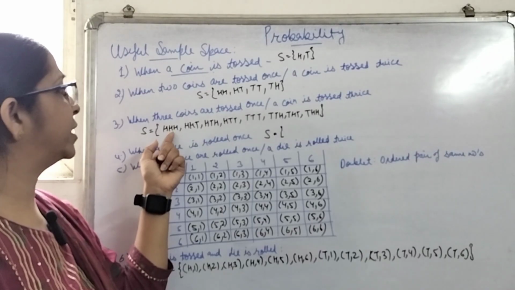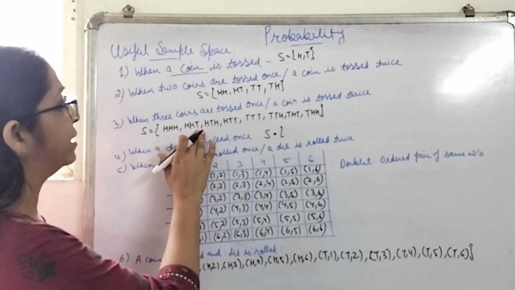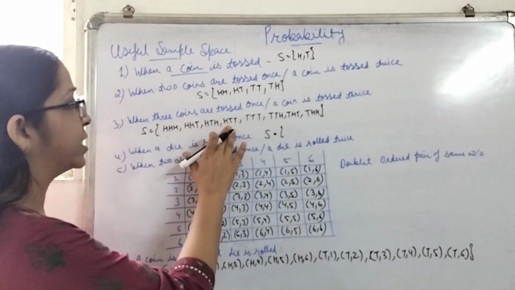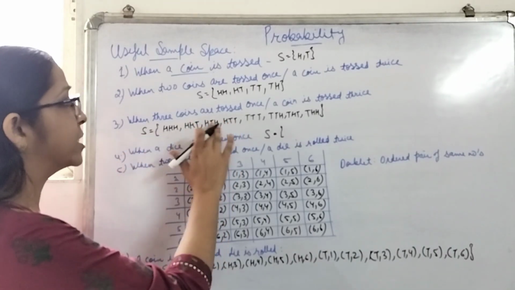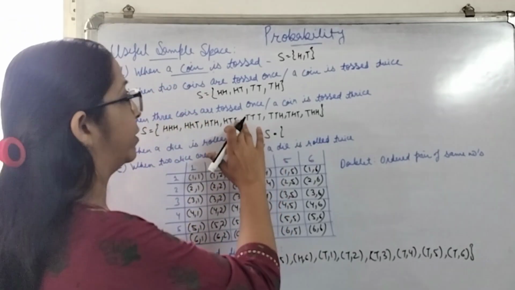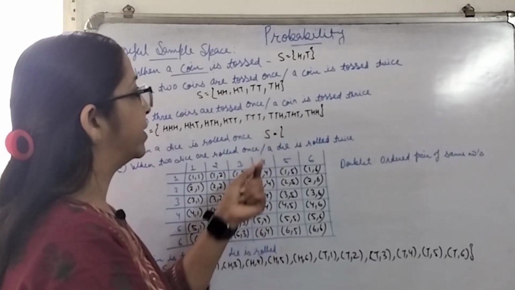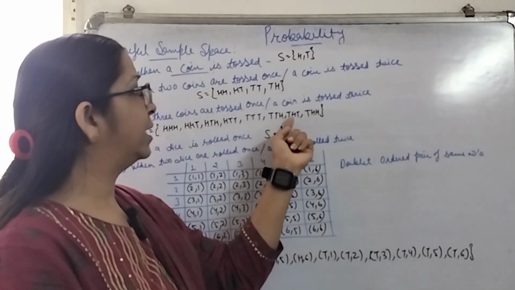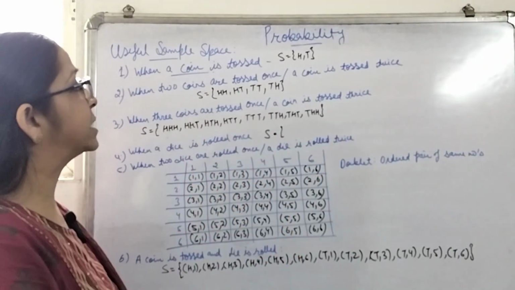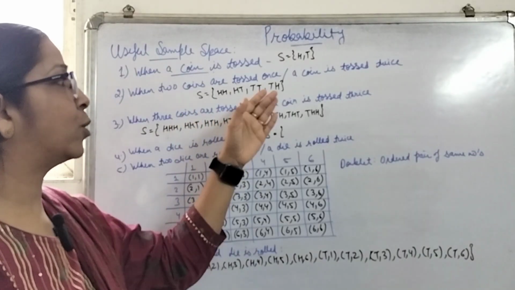Either in all the 3 cases head will come, or in the first 2 it is head and then tail will come. First head, then tail, then head. First head, then 2 tails. This is the possibility when the first is head. Other possibilities could be all 3 tails, otherwise 2 tails and 1 head: tail, head, tail, and tail, tail, head, and tail, head, head. These 8 are the possible outcomes when 3 coins are tossed once or a coin is tossed thrice.